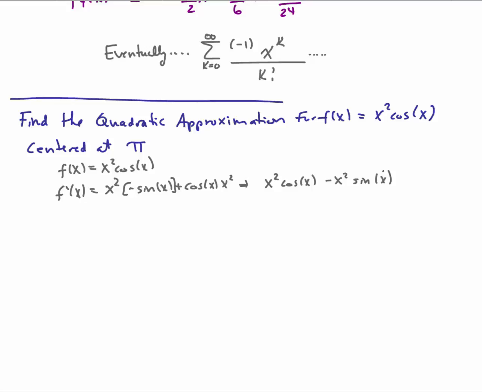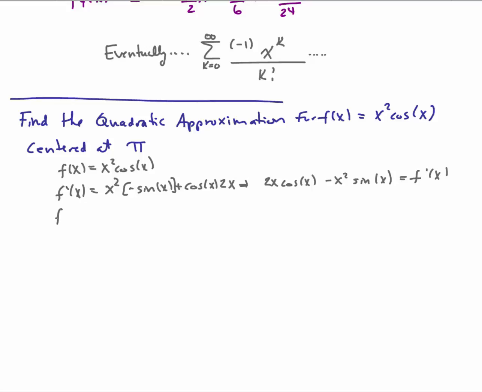It looks like to me, whoops, I think I took a derivative wrong. The derivative of x squared is 2x. Here we go. So if I wanted to simplify this, I could pull out an x, but I'm just going to leave this.